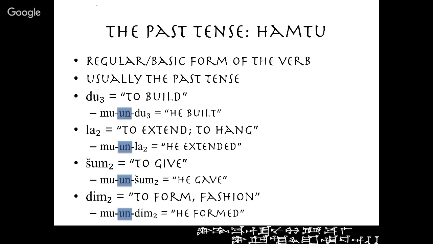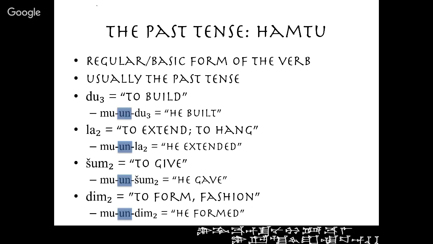But that N before the verbal base, before the du3 or the la2 or the shum2, that N is the way that the Hamtu marks the subject of the sentence or the agent of the sentence. Okay. So that N represents the he or the she. It's the third person animate agent, the animate subject. We'll talk about that in a little more detail later, but I just want you to be aware of it.